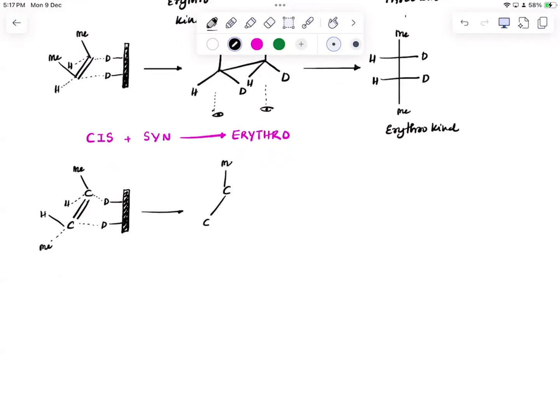And methyl would be here. Deuterium has made a bond here. And hydrogen will be on the back side. And here, deuterium has made a bond. But methyl will be down here now. And hydrogen will be here. Isn't it? Because now it is a three-dimensional molecule. So this one and this one will be behind. This methyl will come down like this if it is getting added.